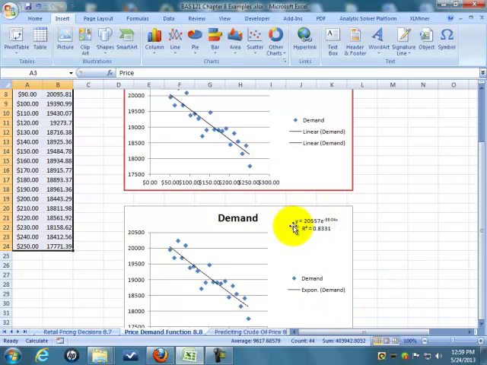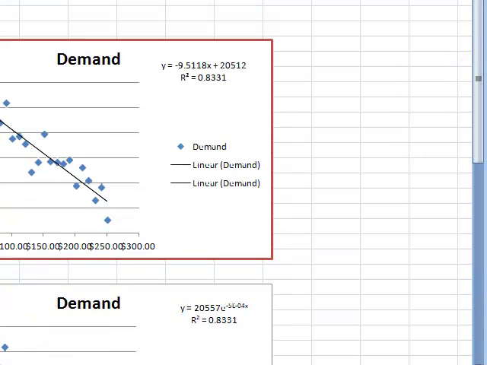A little more complicated equation, 20,577 times e raised to the negative 0.04x. Now, if it's me, I'm going to go with the simpler equation, particularly when there doesn't seem to be any particular reason for me to want this more complicated equation. But that's how you can take a whole bunch of data, graph it, and then add these trend lines to see which kind of correlation might fit your data the best.